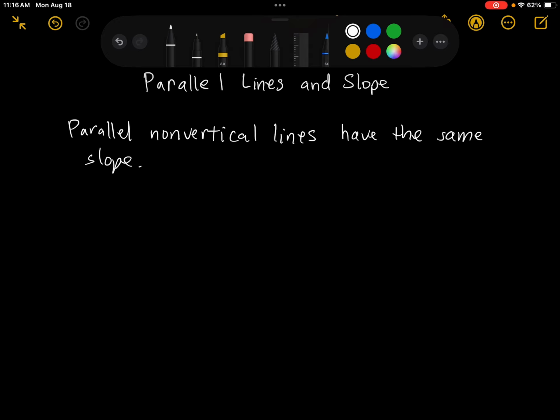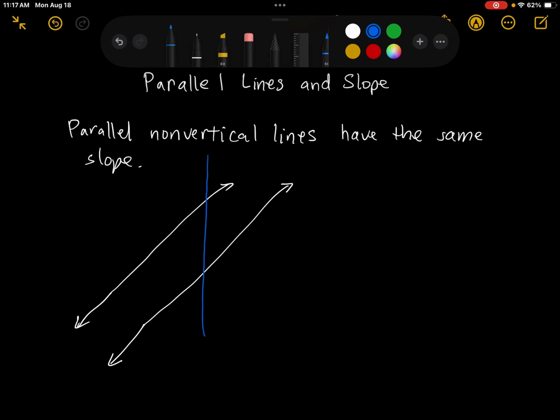So suppose that you have two non-vertical lines. And these are going out forever, right? Because these are lines. Okay. Now draw a vertical line that passes through them and draw a horizontal line that passes through them.